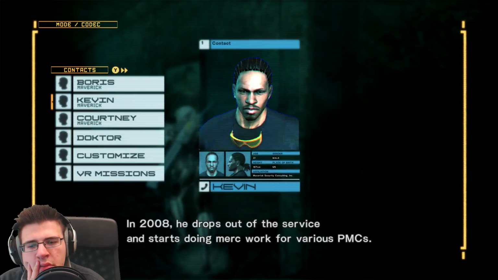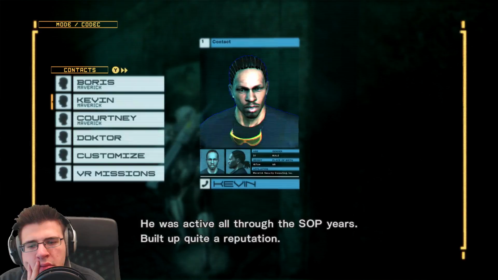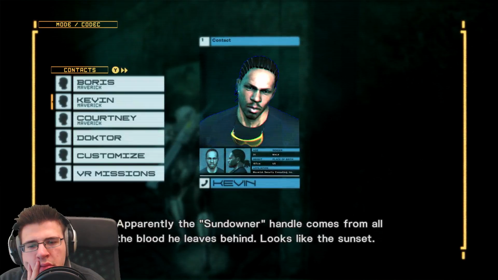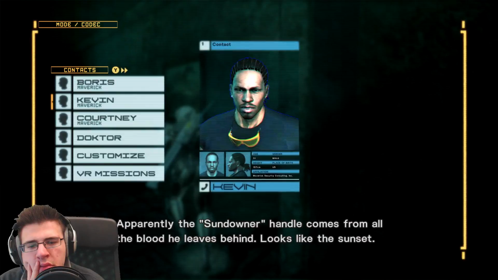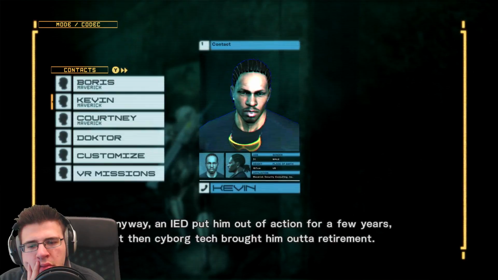In 2008, he drops out of the service and starts doing merc work for various PMCs. He was active all through the SOP years. Built up quite a reputation. Apparently, the Sundowner handle comes from all the blood he leaves behind. Looks like the sunset. Anyway, an IED put him out of action for a few years. But then, Cyborg Tech brought him out of retirement.